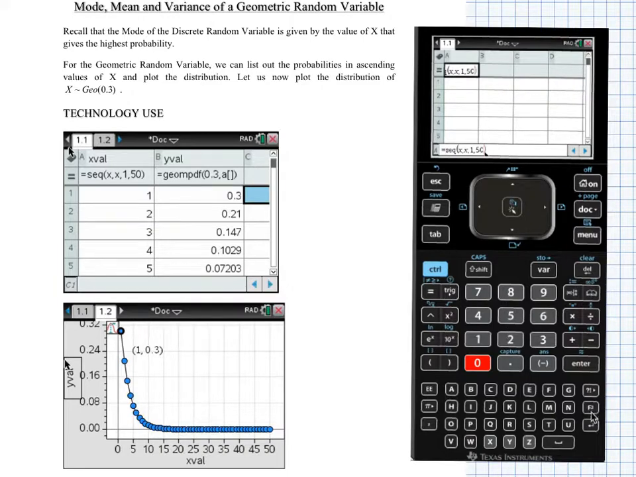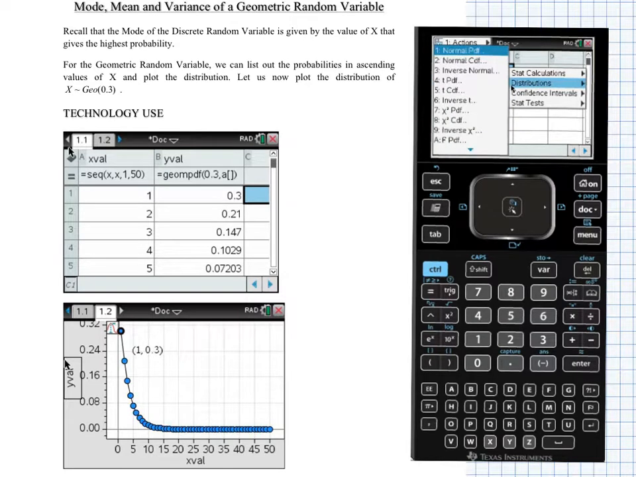And then we press enter. It will generate a sequence of numbers from 1 to 50. Next, we will generate the probabilities associated with the values of x. So we go to distribution and go back to geometric PDF.